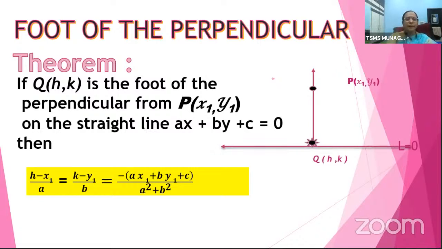So what is the theorem? The theorem is about finding the foot of the perpendicular, which is Q(h, k). And how do we get that (h, k)? By using the formula (h - x1)/a = (k - y1)/b = -(ax1 + by1 + c)/(a square + b square). Now, how do we go with the proof? Let us see the proof.